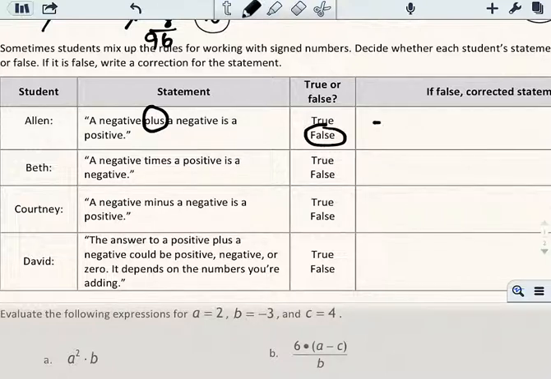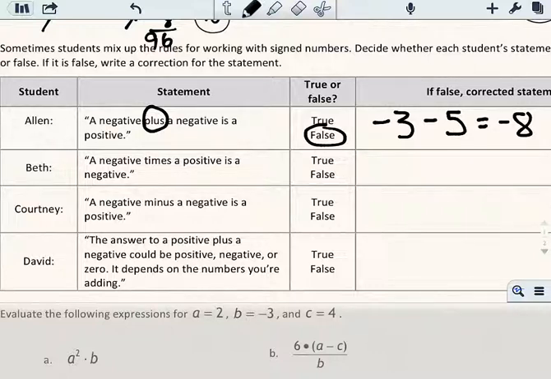Let's say it's negative 3 degrees outside, and then let's say it is going to drop 5 more degrees. Well, the answer is going to be a negative number. So if I'm starting negative and I continue in the negative direction, my answer should always be negative.